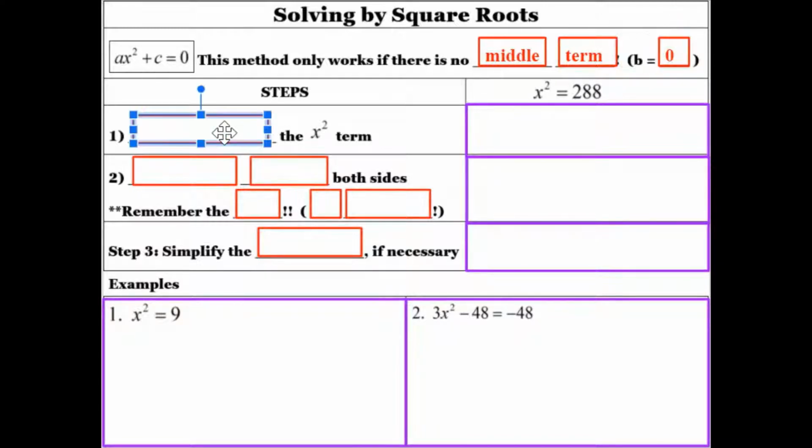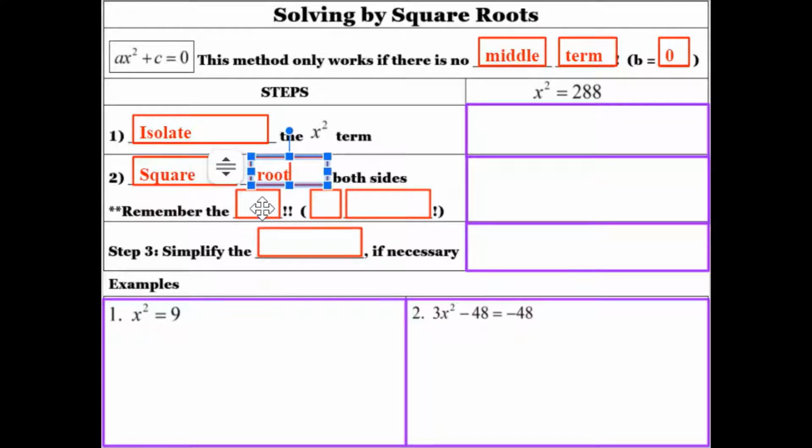Step 1 is to isolate the x squared term. We want to get the x squared by itself. Then you're going to take the square root of both sides. And when we take the square root of both sides, we always have to put a plus or a minus symbol. Just like in that example I showed you, if I have a number squared, it could be the positive version of that number or the negative version of that number to get us to that positive answer.